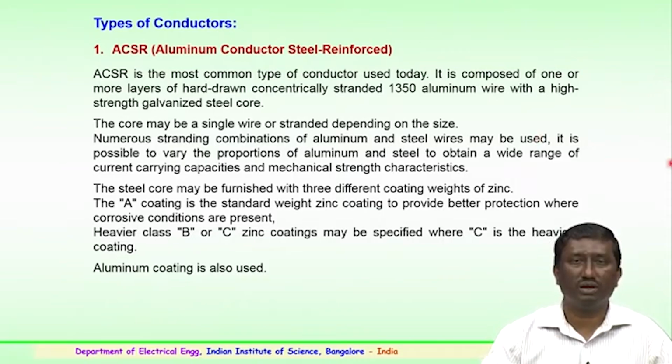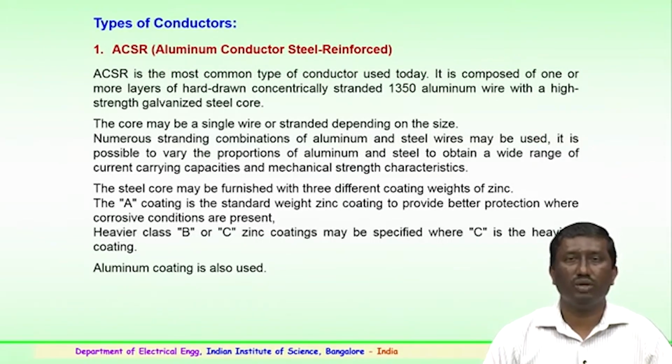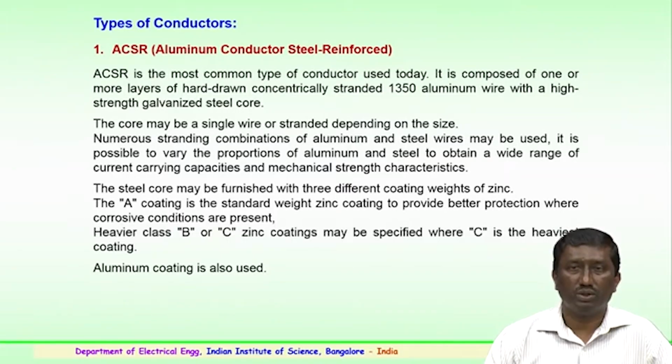So, the first one being the ACSR, that is aluminum conductor steel reinforced, which is the most common type of conductor, even used today. It is composed of one or more layers of hard drawn concentrically stranded 1350 aluminum wire. 1350 is the aluminum alloy type, with a high strength galvanized steel core. In the center of the conductor will be a steel core, either a single, 3, 7 or many steel wires, depending upon the size of the conductor.